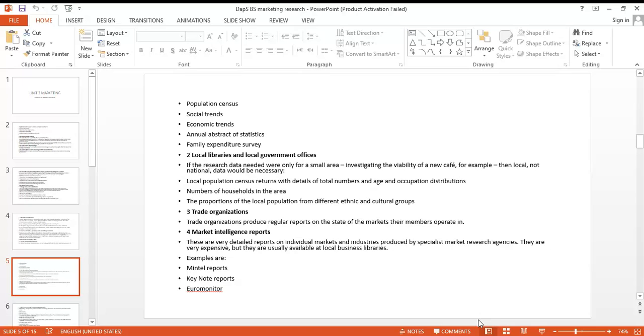Now, what kind of data do we need from the government? Some of the data the government makes available is population related data, social data, economic data. All that data is available, and most importantly, from a business's point of view, it lets you know the expenditure trend.